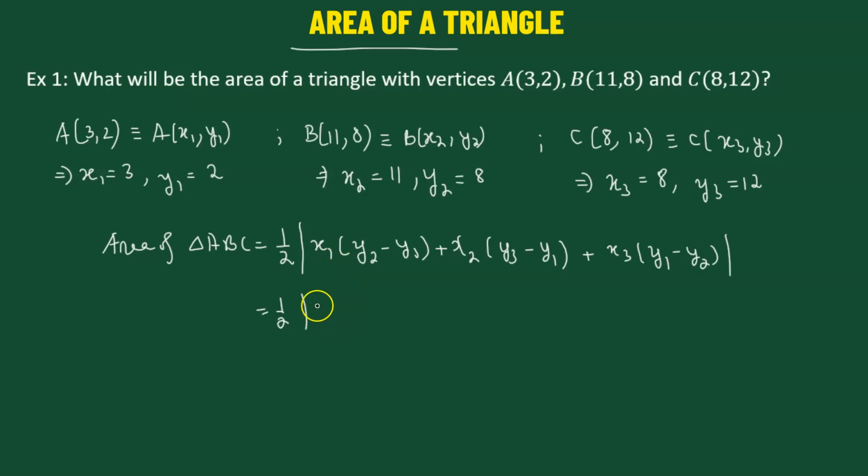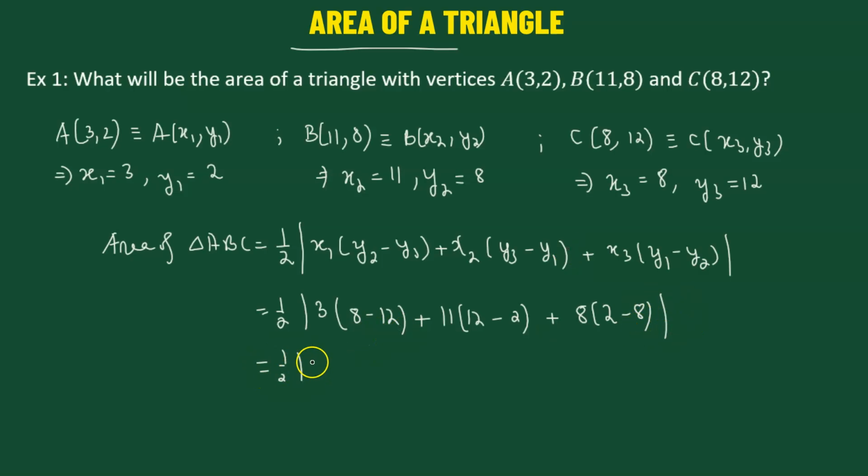So x1 will be 3 multiplied by y2. So y2 is 8. We have 8 minus y3, so that's 12. Added to x2. So x2 is 11, multiplied by y3. So y3 is 12 minus y1. So y1 is 2. Added to, we have x3. So x3 corresponds to positive 8 multiplied by y1, so that's 2 minus y2, so that's 8. Okay, now we will find the value.